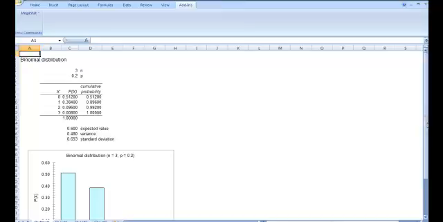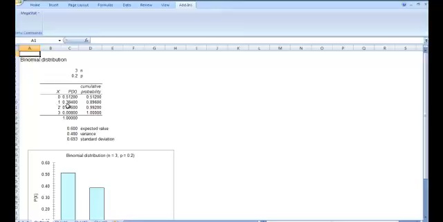And here comes my output. First of all, here's my number of trials, 3. My probability of success on any particular call is 0.2. And then here's the distribution of X. It can be 0, 1, 2, 3. The probability that no sale is made is 0.512.